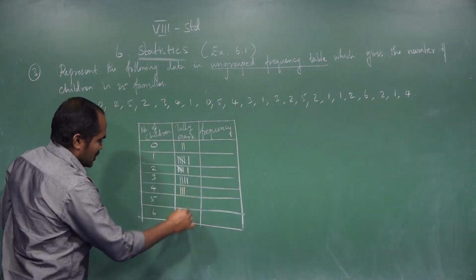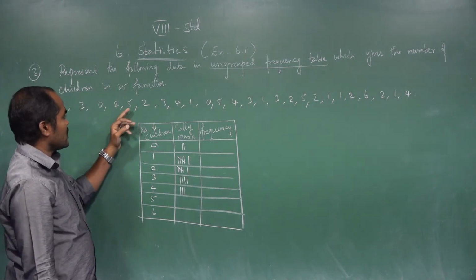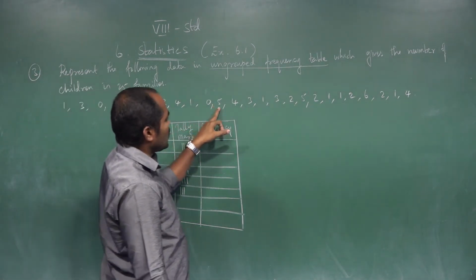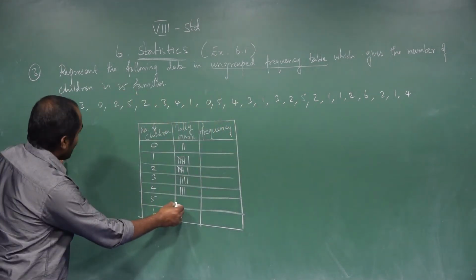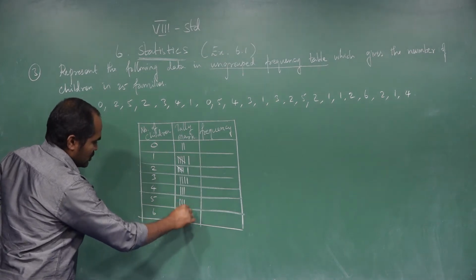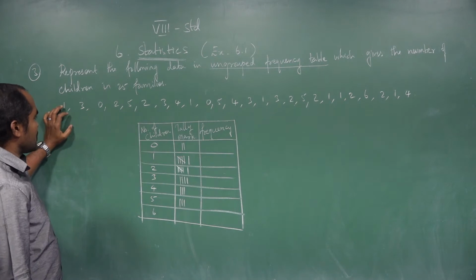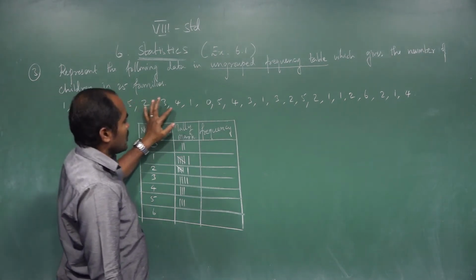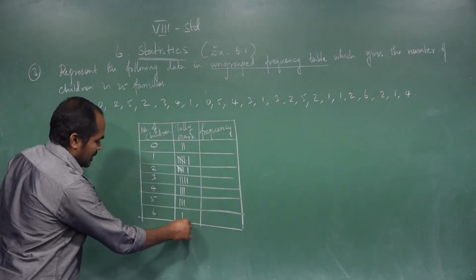1, 2, 3. Next, number of families having 5 children. 1, 2, 3. So here we want to write 3 lines: 1, 2, 3. Next, number of families having 6 children. So only 1 six is there. So right here, 1 line.